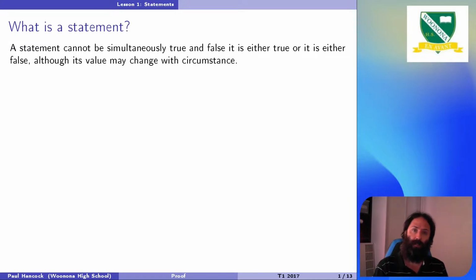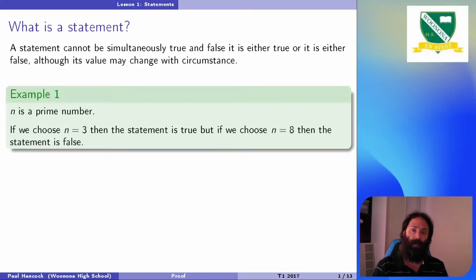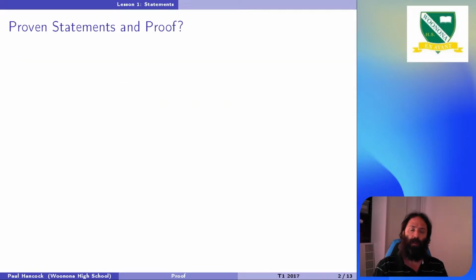So here's a really simple example. n is a prime number. This is a statement. It's either true or it's false. But n can change its value, so sometimes it might be true, sometimes it might be false, but it can't be both at the same time. So if we choose n equals 3, for instance, then it's clearly a prime and the statement would be true. But if we chose n equals 8, that's a composite number, the statement would be false. So it can change its value depending on what the context is, but it can't be both at the same time.